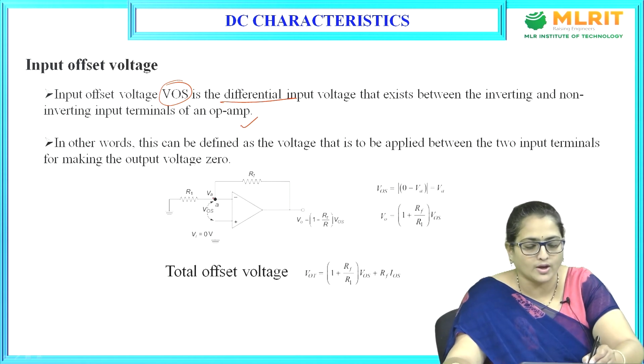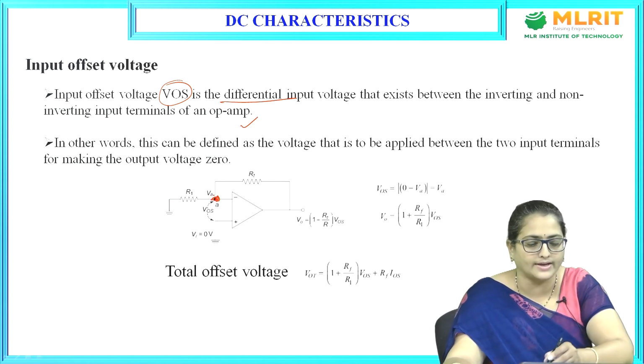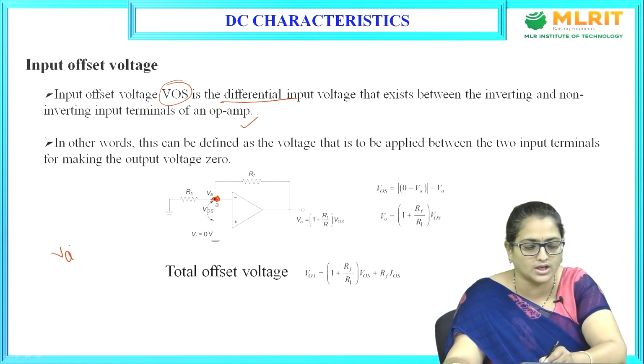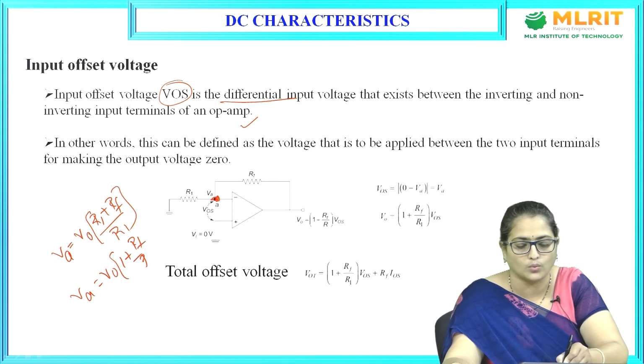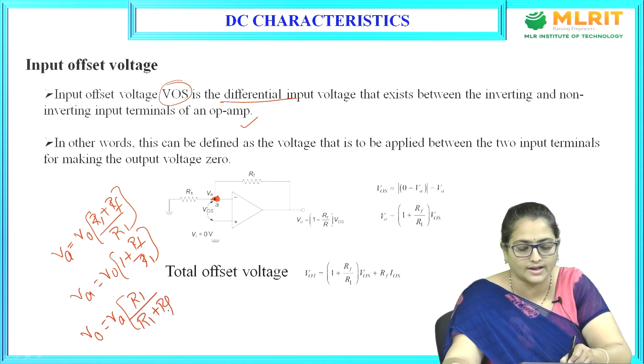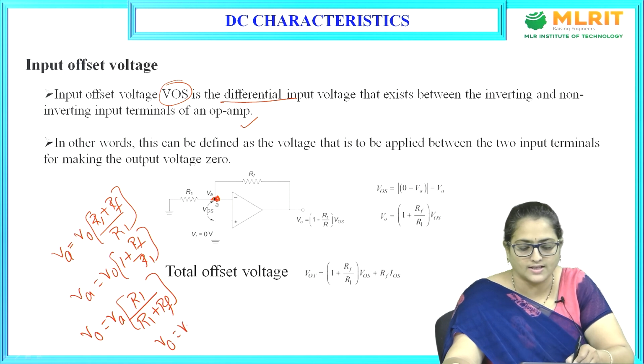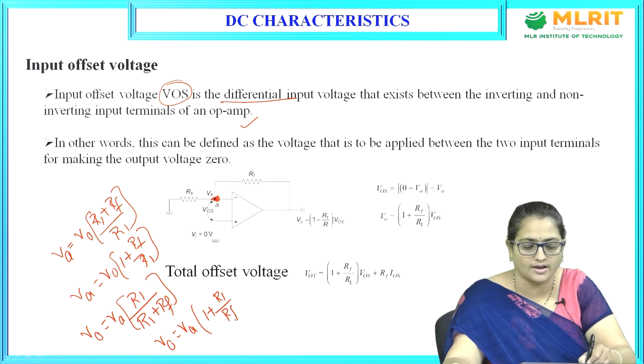Here, if you apply the voltage divider rule, you can write VA is equal to V0 into R1 plus RF divided by R1. So you can write VA is equal to V0 into 1 plus RF by R1. Or V0 can be given as VA into R1 divided by R1 plus RF. So V0 can be given as VA into 1 plus R1 by RF.